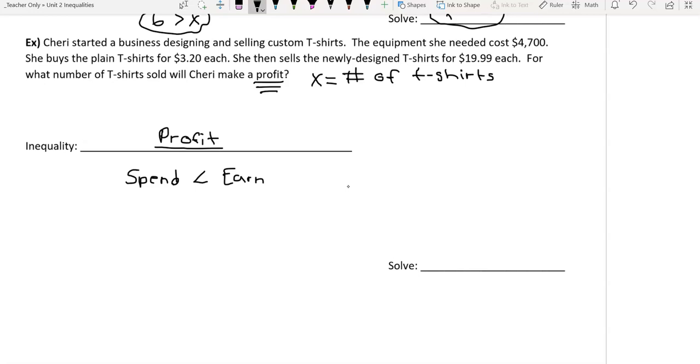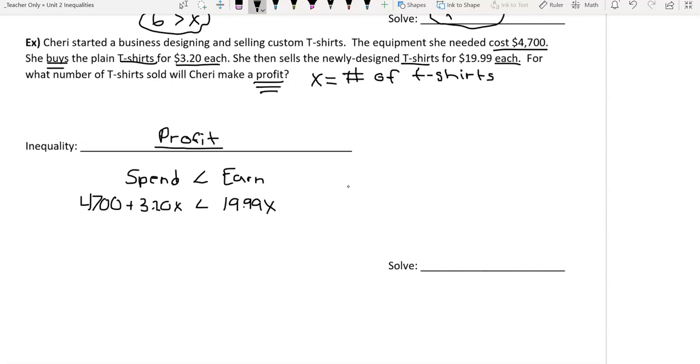Because now you're going to go to the word problem and go, which numbers am I spending? The equipment she needed cost $4,700. That's a spend number, okay? She buys the plain t-shirts for $320. She buys, so that is a spend number as well. $320 just gets an x because I'm talking about the t-shirts, okay? She then sells, that's an earn amount if she's selling it. The newly designed t-shirts for $19.99 each. So $19.99, but this one's also talking about t-shirts. So this one gets an x.